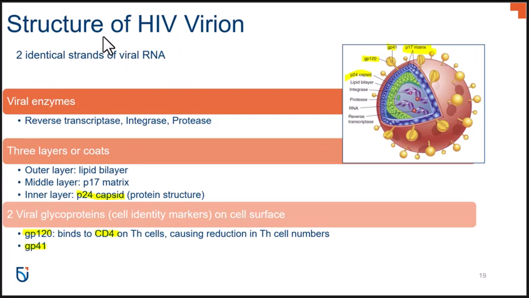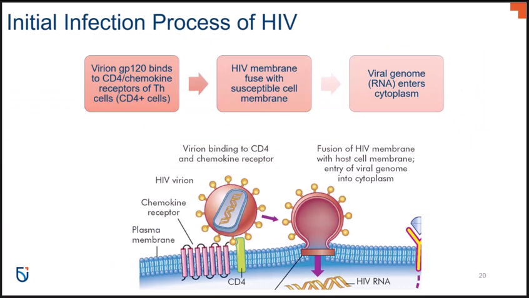So what we can see here is that the structure of HIV is designed in such a way that it has specific viral enzymes, specific layers, as well as specific cell identity markers that contribute to its ability to infect human cells. So they're vital for the pathogenesis of HIV.